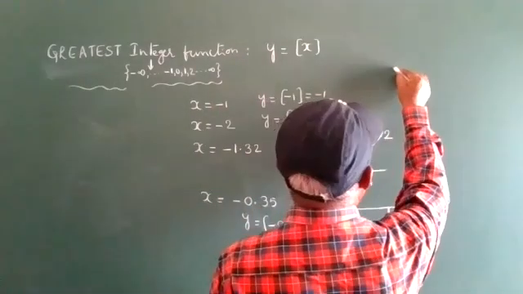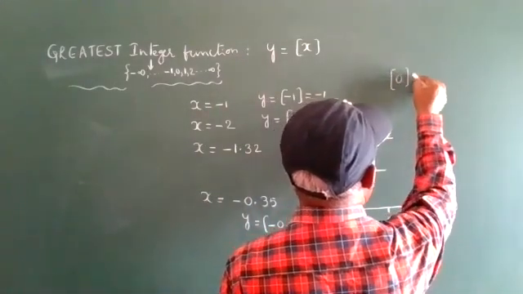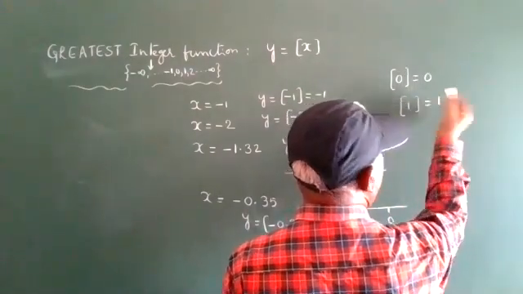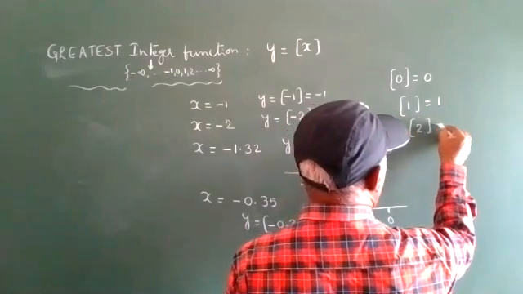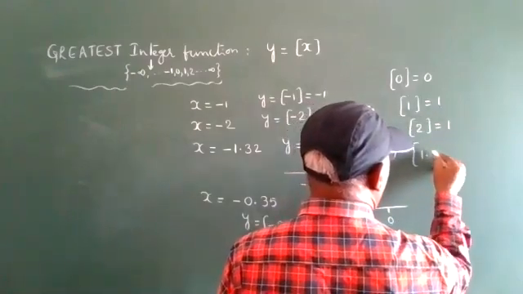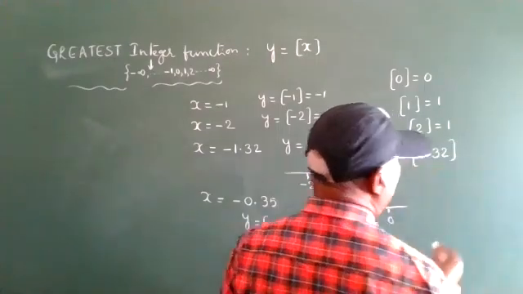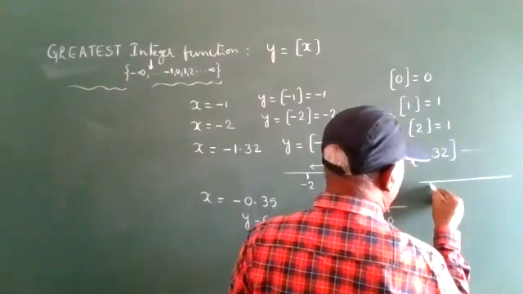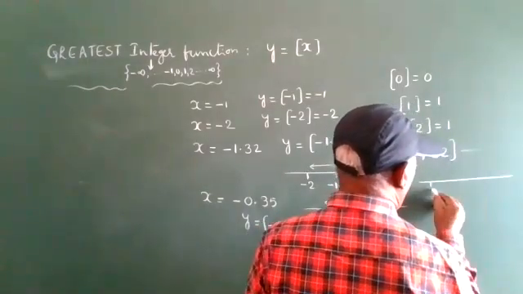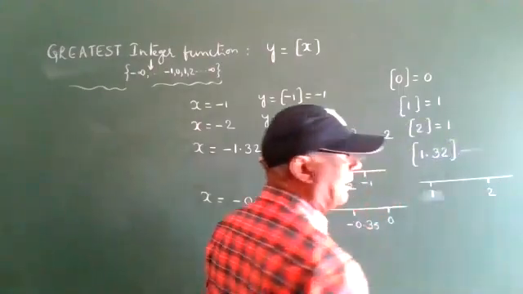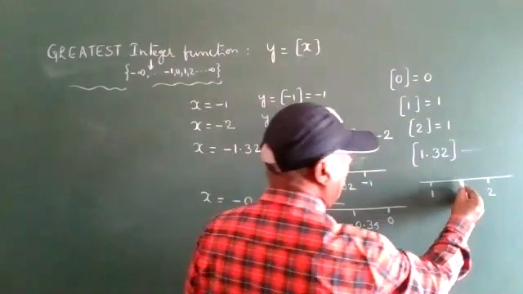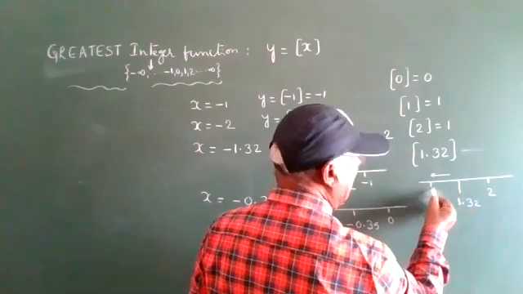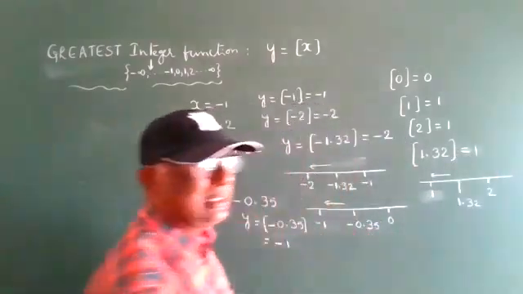So next one, the greatest integer of 0 is the same 0, and of 1 is the same 1. Integer, no change. But for the decimal 1.32, draw the figure. 1.32 lies between 1 and 2. Okay? Always the left side, and the left side integer is 1.